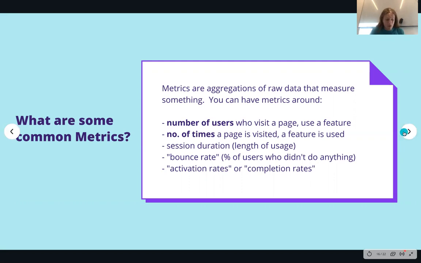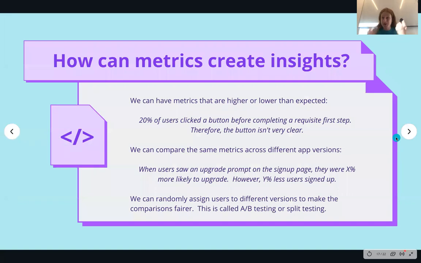But what do we do with these metrics? Well, we often want to compare them to create insights. So for instance, we can compare metrics across different app versions. We can say, when we put an upgrade prompt in this part of the application, X% more people were likely to upgrade, but Y% were more likely to leave the application. So you can compare the same metric between different versions of the app, and you can compare the metrics to each other and weigh up and make decisions.